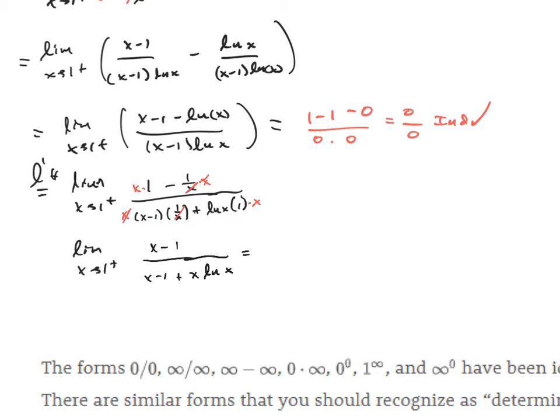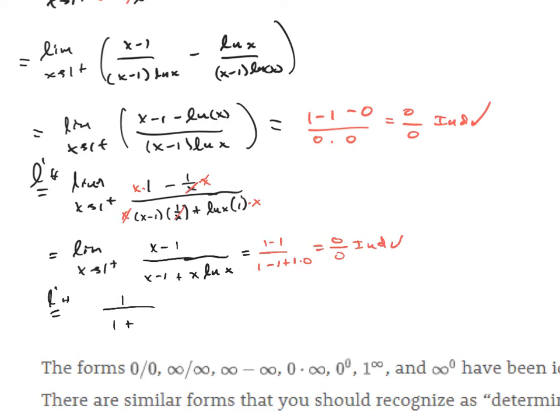Notice if I plug in x equals 1, again here I would have 1 minus 1 all over 1 minus 1 plus 1 times 0. So this would still be 0 over 0, which is still an indeterminate form. So what I can do is use L'Hopital's rule again. Let's see what we get. The derivative of x minus 1 is simply 1. The derivative of the bottom is the derivative of x minus 1, which is 1, plus the derivative of x natural log of x.